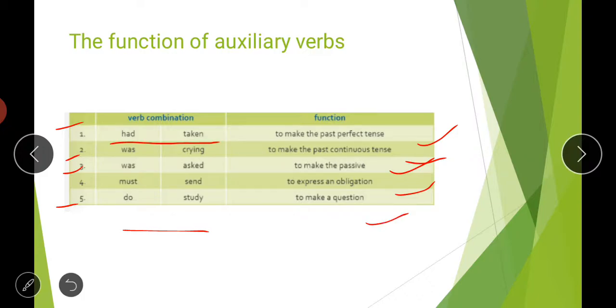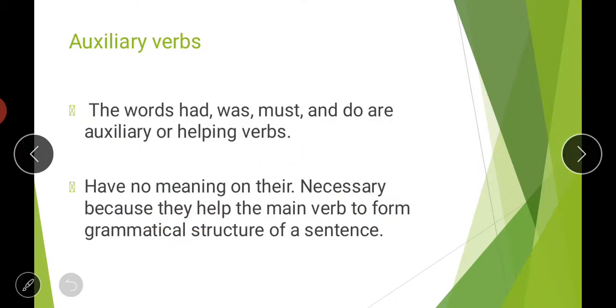So I hope the function of different auxiliary verbs is clear to you. First of all, you have to recognize the auxiliary verb combination in the given sentence, and then you have to recognize what kind of function those words are playing in that sentence. Now, what are auxiliary verbs actually? The words like had, was, must, do are all your auxiliary or helping verbs, as we have studied in the previous sentences.